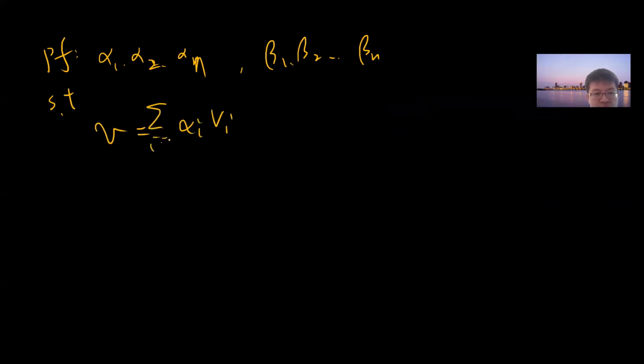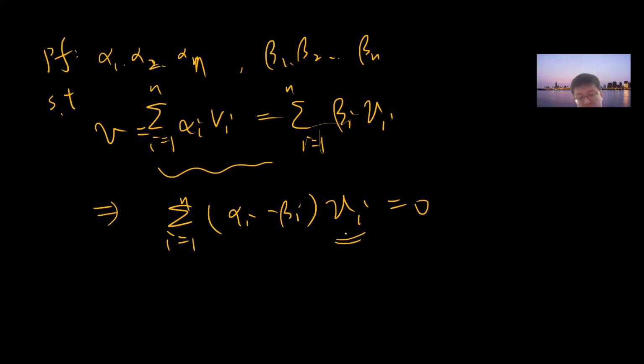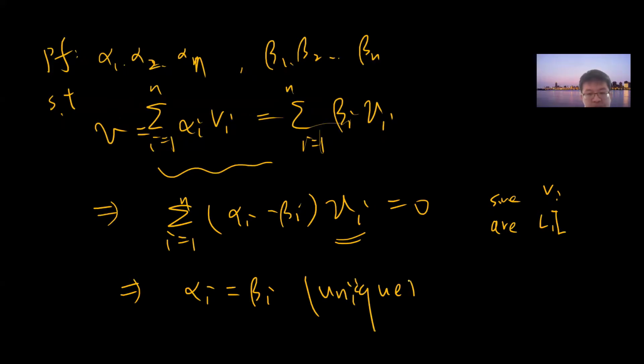Right, so it's trivial. Suppose not. So let's say you find alpha 1 up to alpha n, and beta 1, beta 2 up to beta n, such that your v is the sum of alpha i Vi for i from 1 to n, and also equal to the sum of beta i Vi for i from 1 to n. So you can write this as the sum for i from 1 to n of (alpha i minus beta i) Vi equals 0. But by definition, these Vi are linearly independent. So since the Vi are linearly independent, alpha i equals beta i, so it is unique.